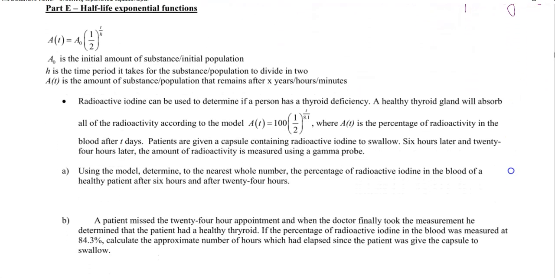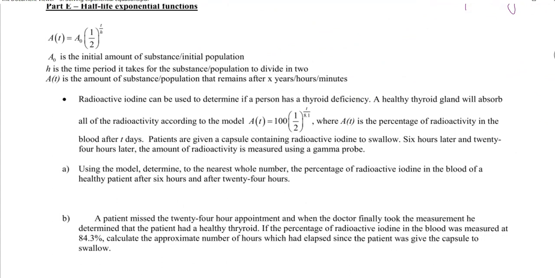Half-life. So we talked about half-life in radioactive elements. The equation for half-life looks like this. A of t is the amount of substance that remains after t years. A naught is the initial amount that we start with. h is the time period it takes for the substance or population to divide in half.